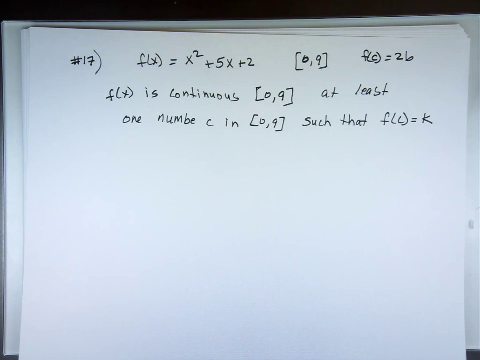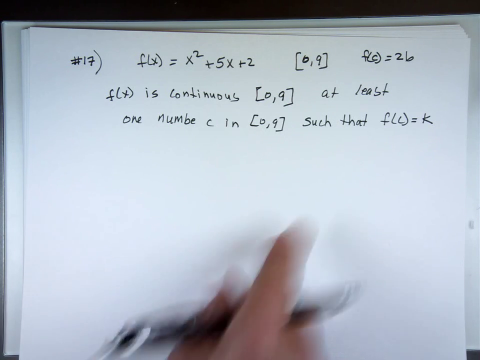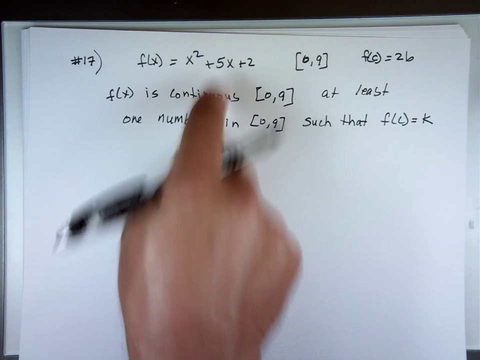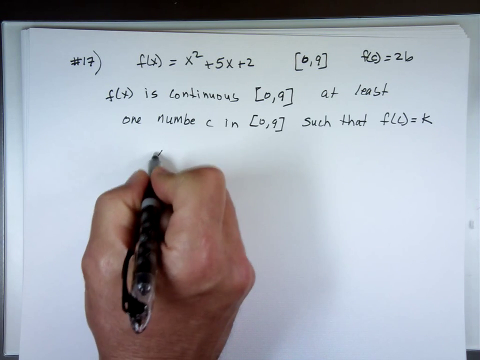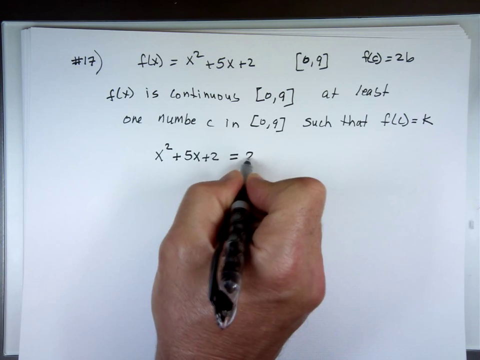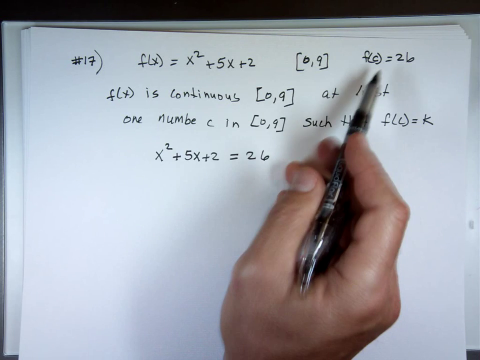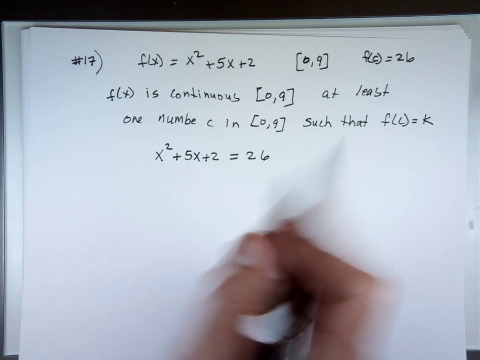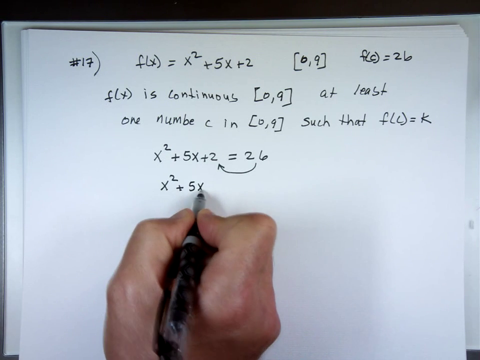There has to be a number between a and b where f of c will equal 26. So take this one, set it equal to 26. Can we solve that for c and see if that number is between 0 and 9? Bring the 26 to this side, becomes what? Isn't that negative 24?